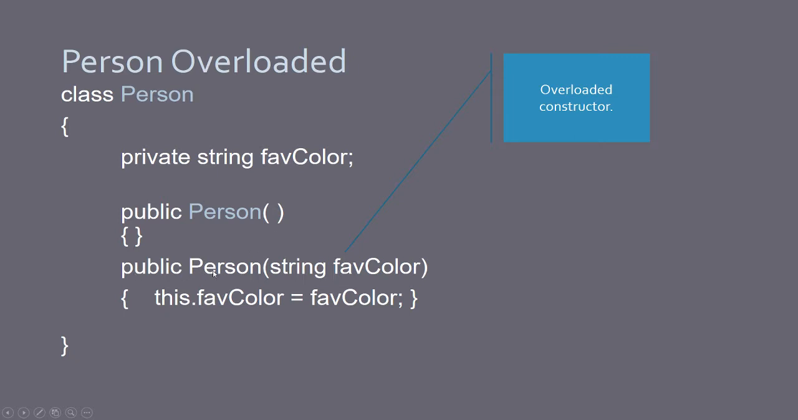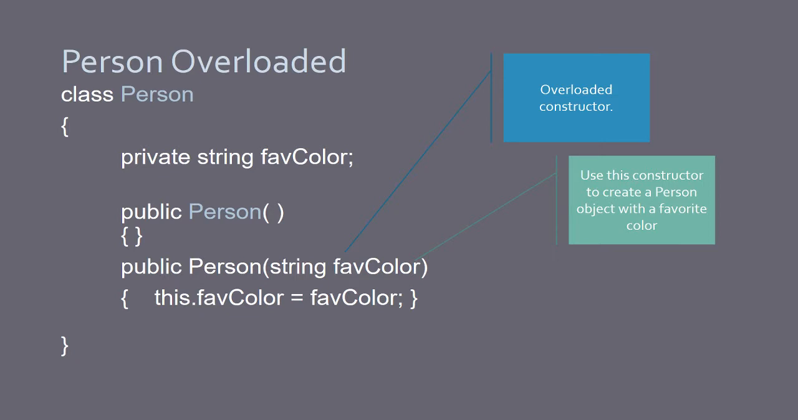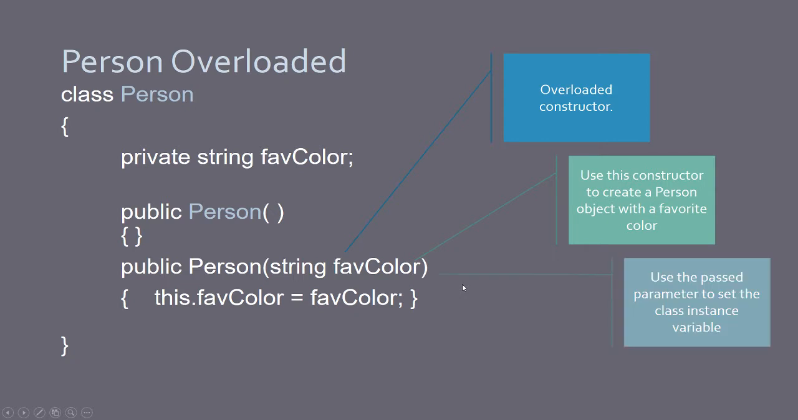Now we're going to create another method that's named exactly the same, public person, but this time we say, hey, we expect a string to be passed to us so that we can set the favorite color of this person. Now this is called an overloaded constructor when we use the same name but we have different parameter values. So if we use this constructor to create a person, we would be passing in an argument of a favorite color. And then inside this method, we take that favorite color that was passed to us and update the favorite color in this instance.